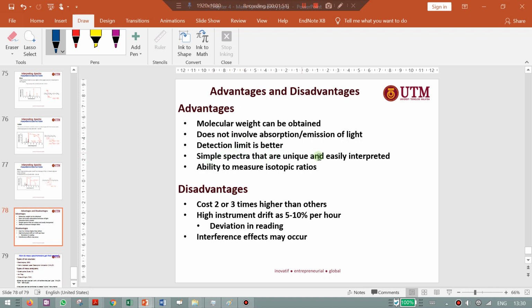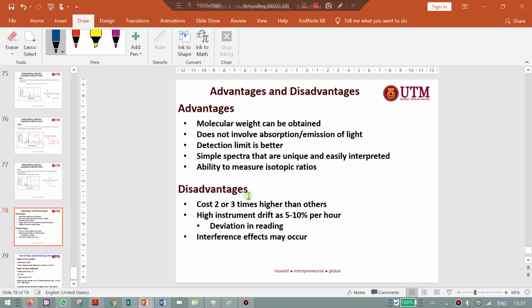Simple spectra that are unique and easily interpreted. Of course, it's easy. You can suggest from the mass-to-charge ratio what kind of functional groups are present, and from the fragmentation you can combine all the functional groups to form a general picture of the structure of your analyte of interest. Ability to measure isotopic ratios: again, for the analysis of halides, it can also detect the presence of the isotopic molecules.